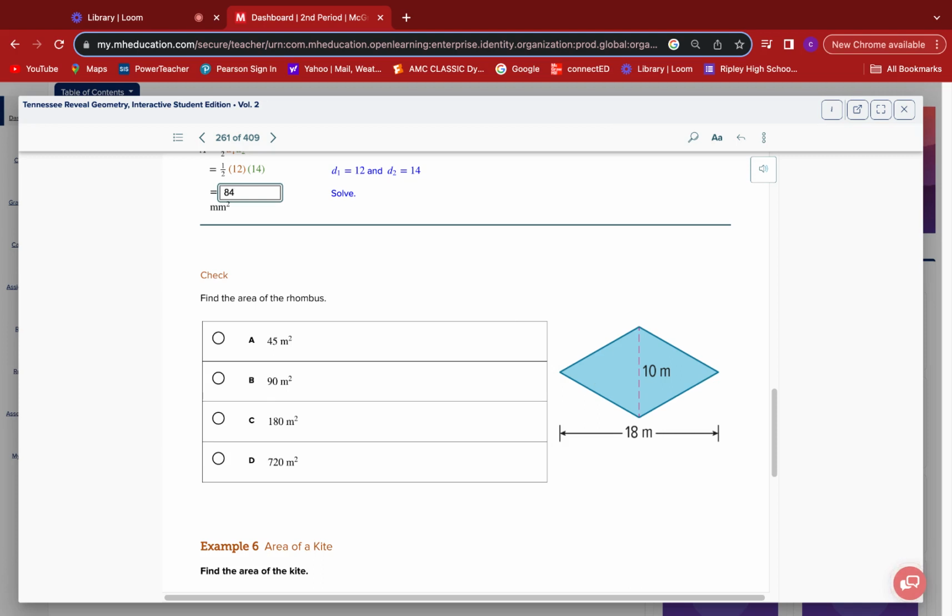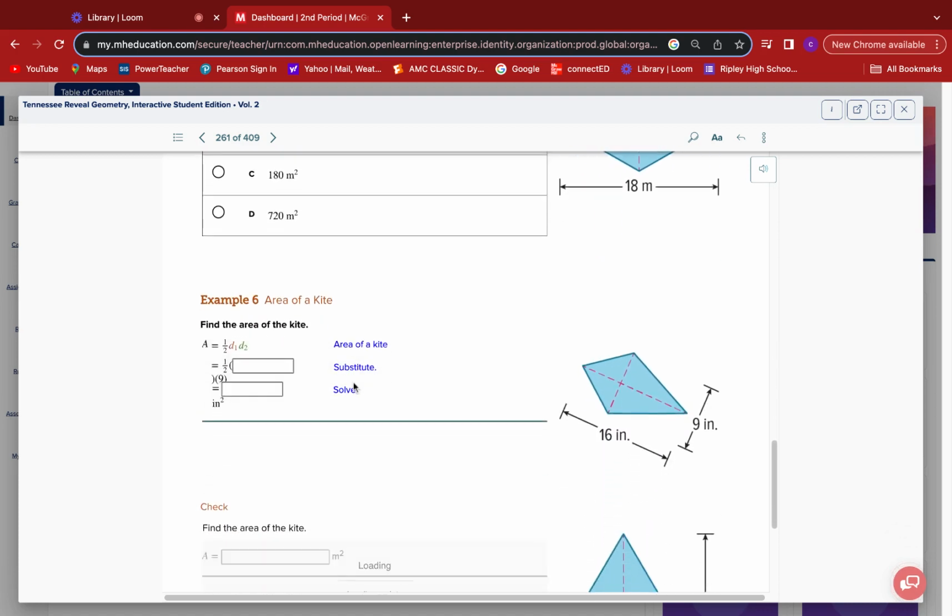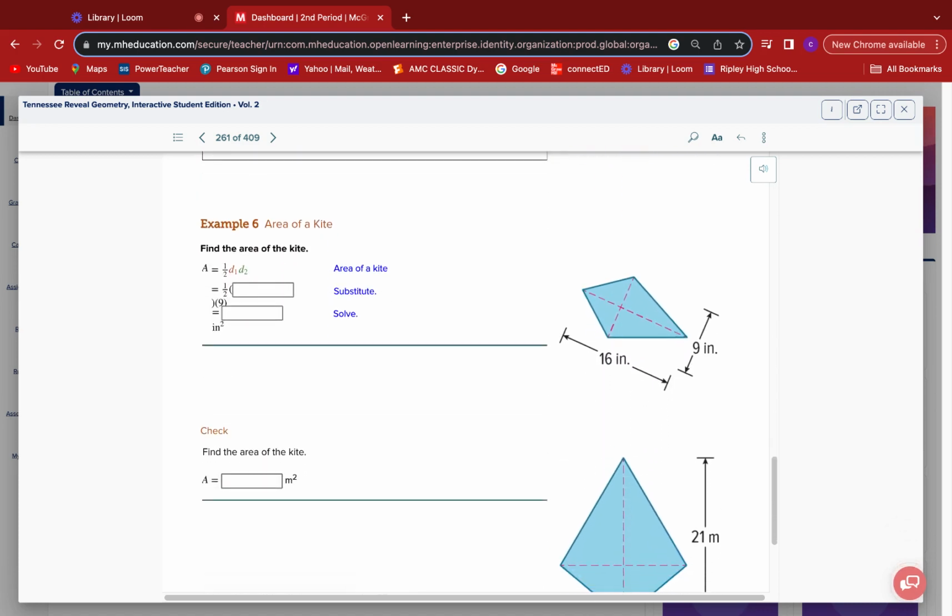Grab your calculator. The formula is 1/2 times diagonal 1, which is 10, times diagonal 2, which is 18. Or you can flip-flop those if you want to. It doesn't really matter. Multiplication is the same regardless of which way you do it. So 1/2 times 10 times 18, or 1/2 times 18 times 10, whatever, is 90. The answer is B.